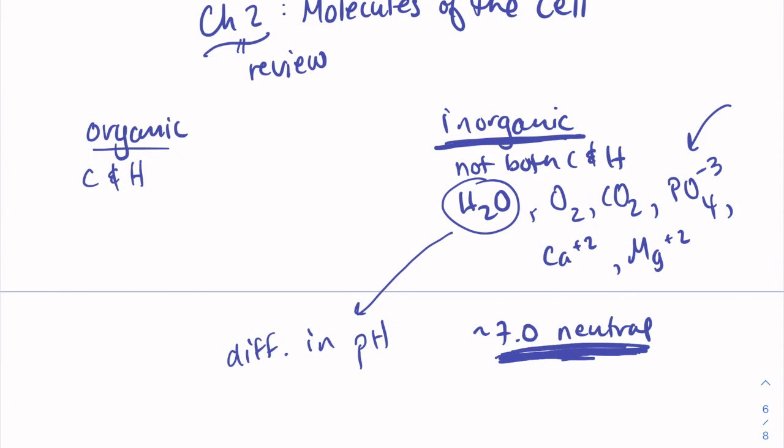Because if things get too acidic, that's going to mess with the shape of the cellular proteins, and it's not going to function well. If things get too basic, well, it can destroy the phospholipid bilayer of the cell. So cells don't like that.